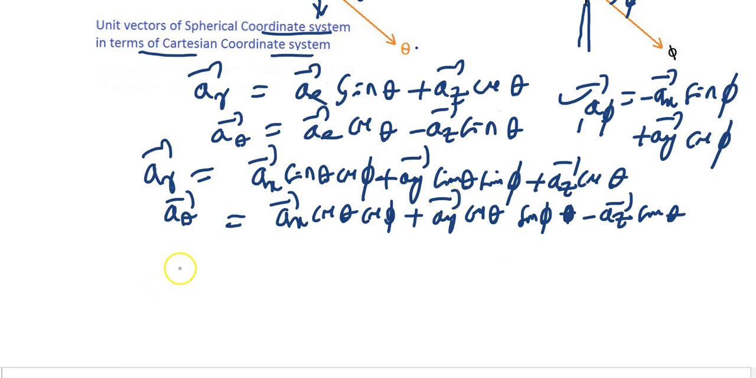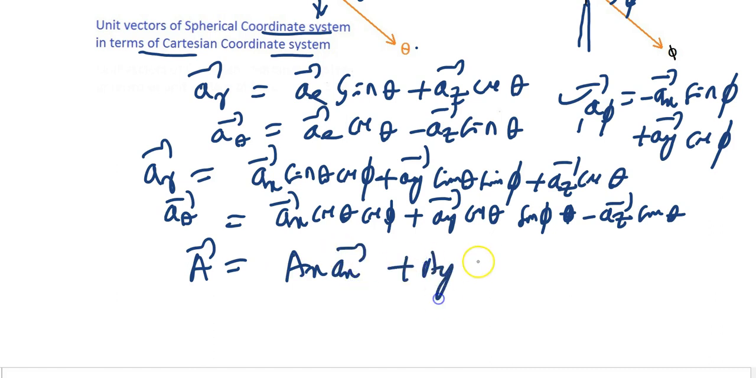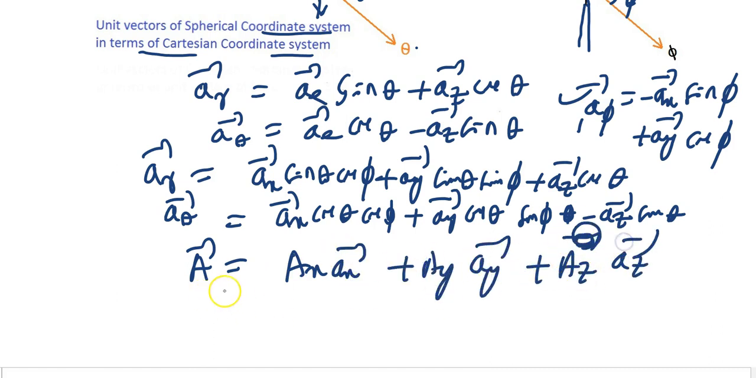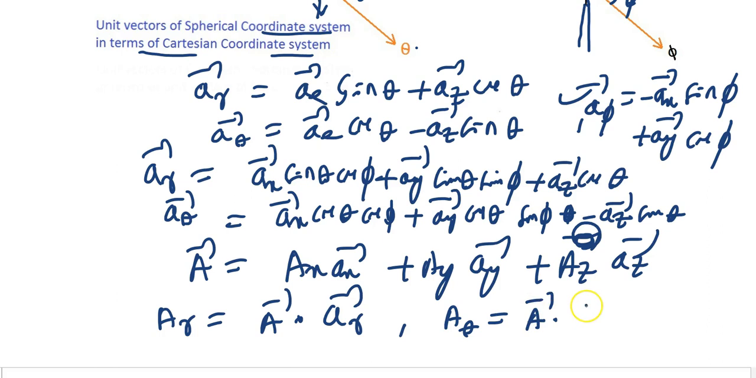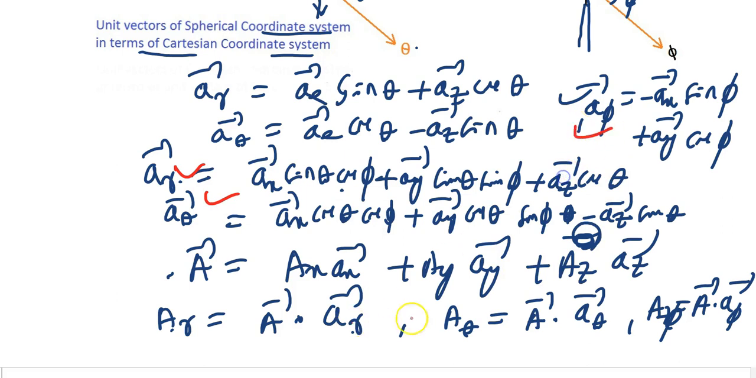So now the question arises, suppose any vector has been given in the Cartesian coordinate systems, and you want to convert it into the spherical coordinate systems. So first you find AR is the A dot AR, A theta is equal to A dot A theta, A phi is equal to A dot A phi. So you will be using all this AR, A theta and A phi, and you will get the R component of the vector, theta component of the vector and phi component of the vector.